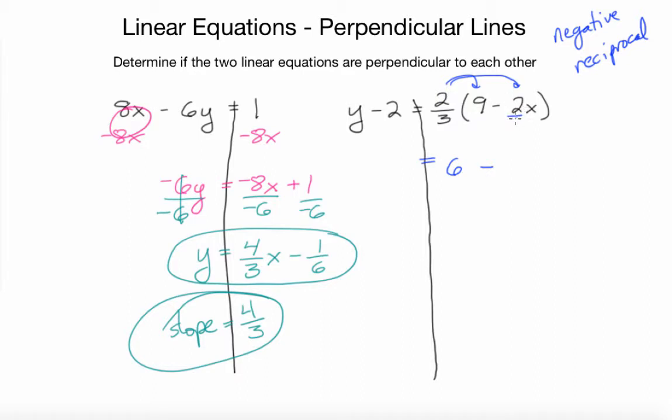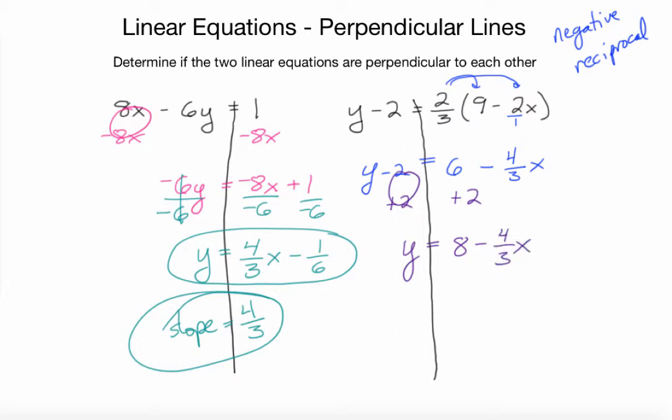I can think of that 2x as 2/1. So 2 times 2 gives me 4, 3 times 1 gives me 3, so negative 4/3 x. Still got the y minus 2 there. All right, let's now add 2 to both sides so I can get y by itself. Minus 2 plus 2, opposite operations. And y equals 6 plus 2 is 8, minus 4/3 x.